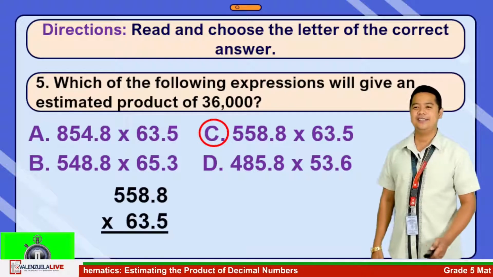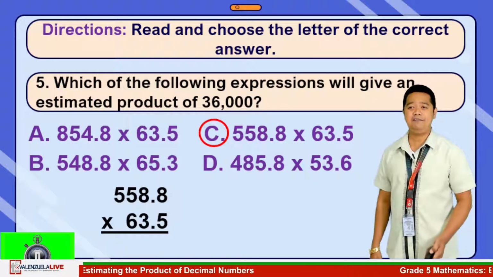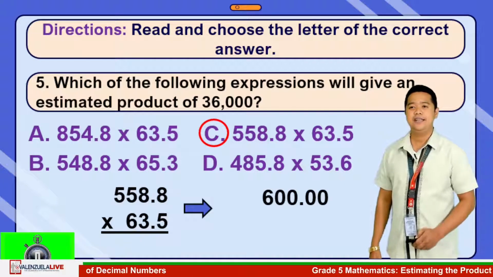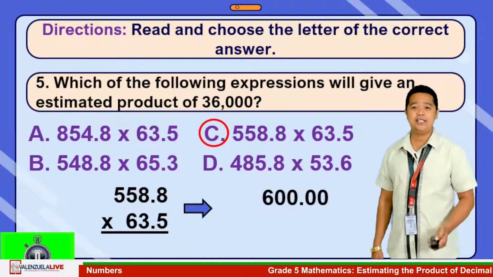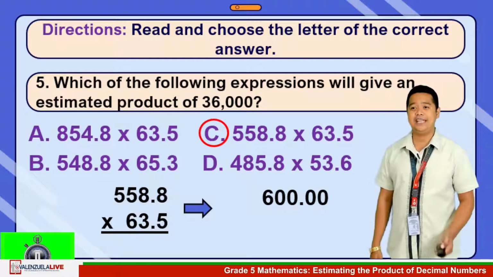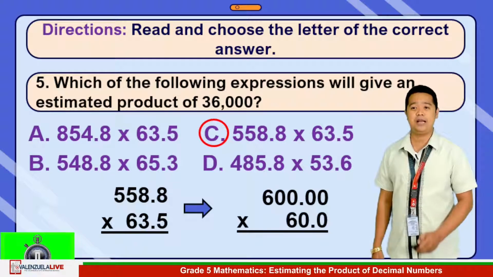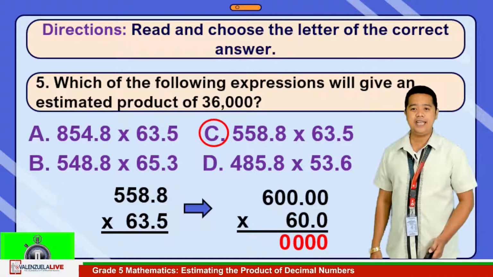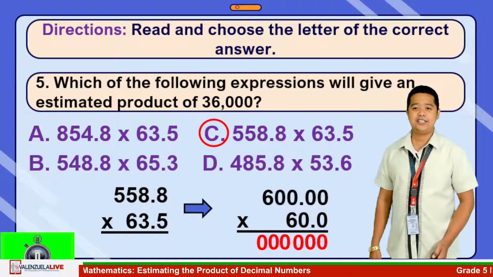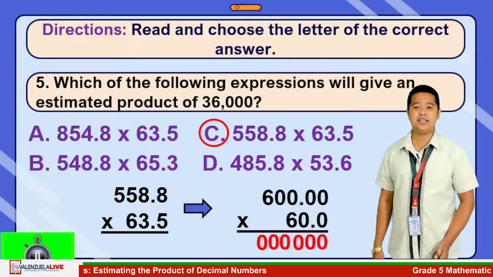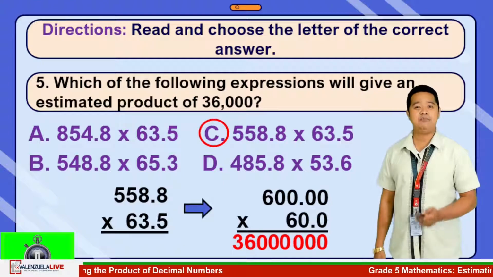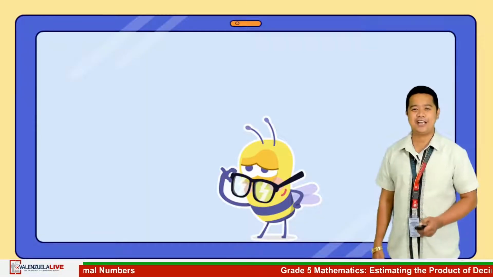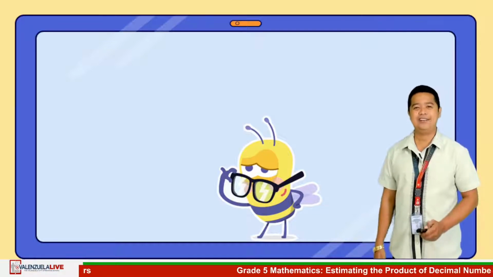Why, sir? It is because 558 and 8 tenths times 63 and 5 tenths, 558 and 8 tenths will become 600. And then 63 and 5 tenths will become 60. Count the number of zeros. We have 3, 4, 5, 6. Then 6 times 6 is 36. We have 3 decimal places. That's why the answer is 36,000. That's all, grade 5.